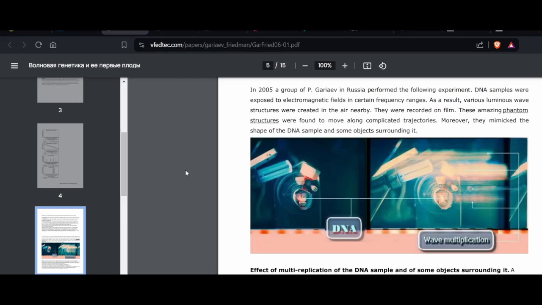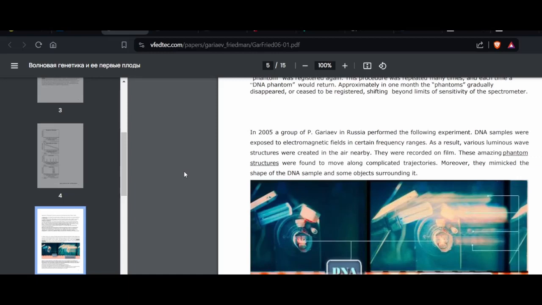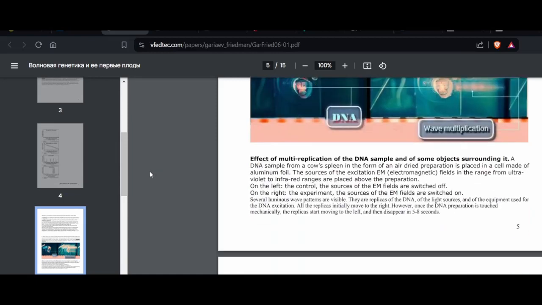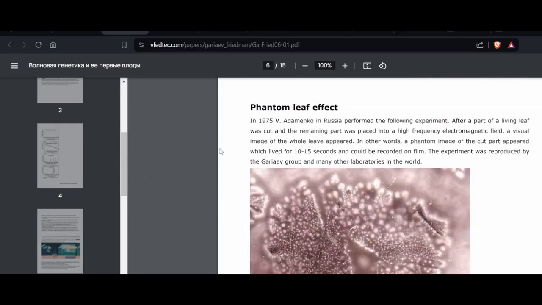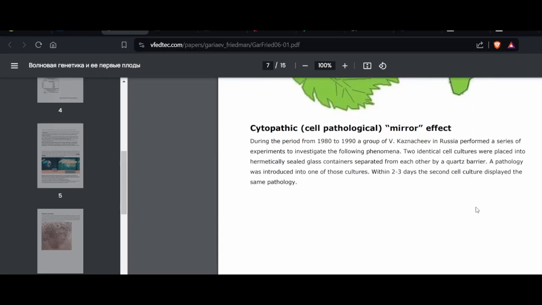Okay, so we're going to go back to this paper here, this Crisis in Life Sciences by Dr. Garyaev. Here he talks about the phantom leaf effect. Just a little more of a diagram of what they did. So there's this thing called a cytopathic mirror effect, or a pathological mirror effect.